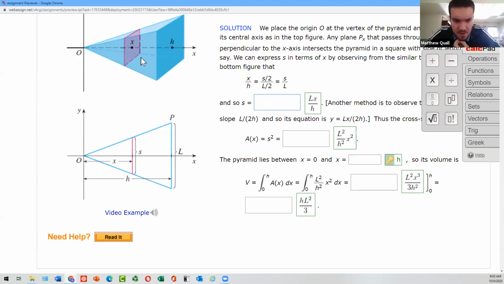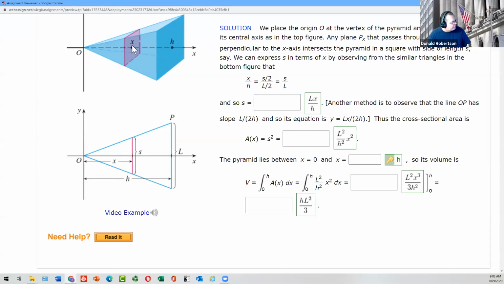The area of that pink cross-section, right? Now, if you find the integral of that pink area, A(x), starting at the beginning, which is 0, and finishing at the end of the shape, which is H, you have now got the formula for the volume. It's the integral from 0 to H of this. Now, they've given you that. So all you need to do is the power rule. Now, think of L and H and L squared and H squared as just constants.